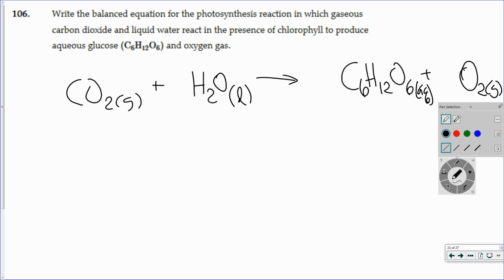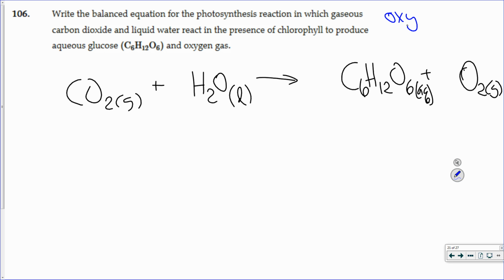So that's what we want trees to do. Okay, so looking at what to balance on this one, again, I'm going to save the oxygen for last. Anytime you've got an element by itself, save it for last. Okay, so if I start with the most complex compound, that's the glucose molecule. So it has 6 carbons. I'm going to say, let's put a 6 in front of the carbon dioxide.